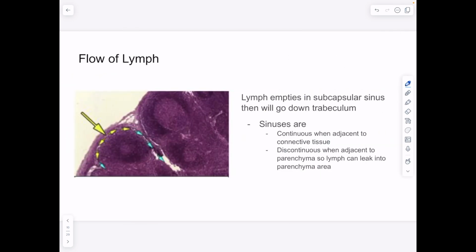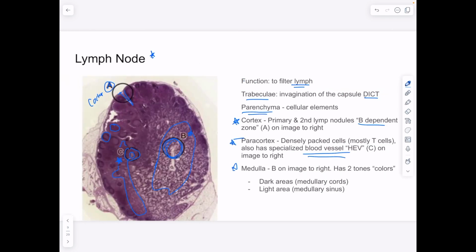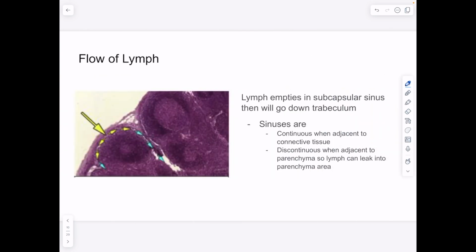All right, in terms of flow of lymph into a lymph node, we have that invagination, the trabeculum, of the sinus inwards. So lymph is going to go into the subcapsular sinus, right, the capsule sinus, and then it will go from there into the trabeculum. The sinus in particular that it's going into is continuous on the side of the connective tissue, and it's discontinuous on the side of the parenchyma. And so the idea is that the lymph going into the sinus is going to be able to flow through the cortex and the parenchyma there. And so, hopefully then your B lymphocytes can be activated, become plasma cells, and we're filtering lymph. All right. So sinuses, as we said, are continuous when adjacent to connective tissue, discontinuous when adjacent to parenchyma.